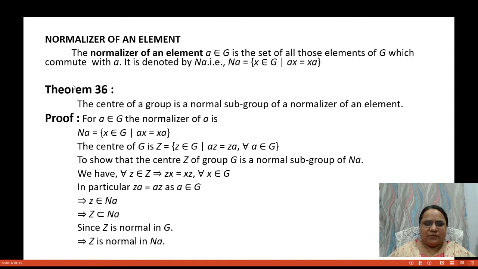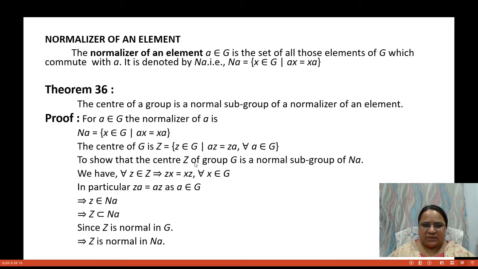Now we have another theorem, theorem 36. The center of a group is a normal subgroup of the normalizer of an element. So you have to use both the definitions, of the center of a group and of the normalizer of an element. For a belongs to G, the normalizer of a is denoted by N(a). Just write the definition as it is, as we have assumed. What is the center of G? By using the definition of the center of G, we can write this now.